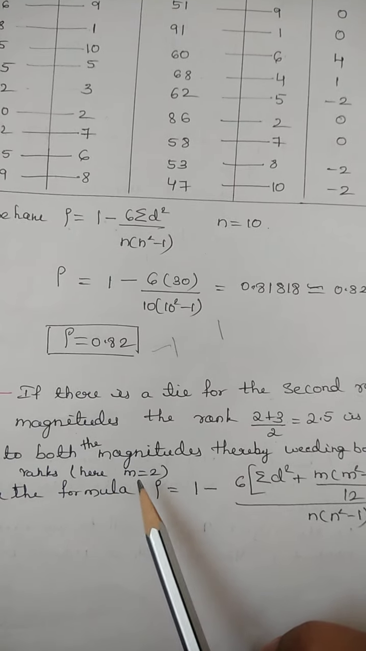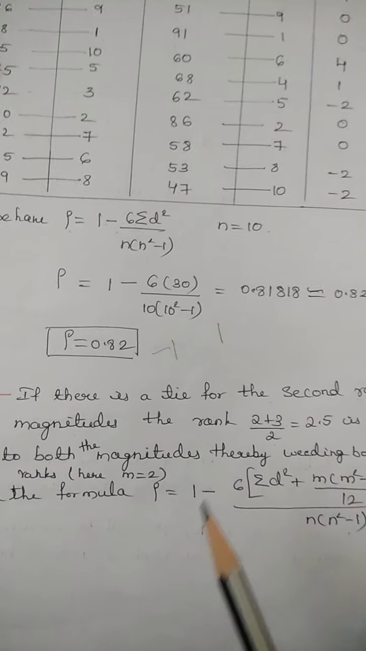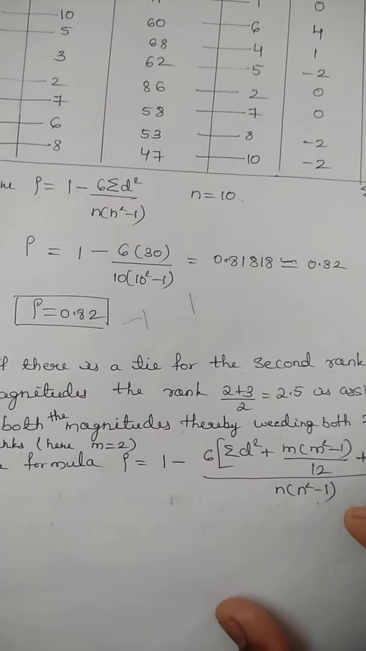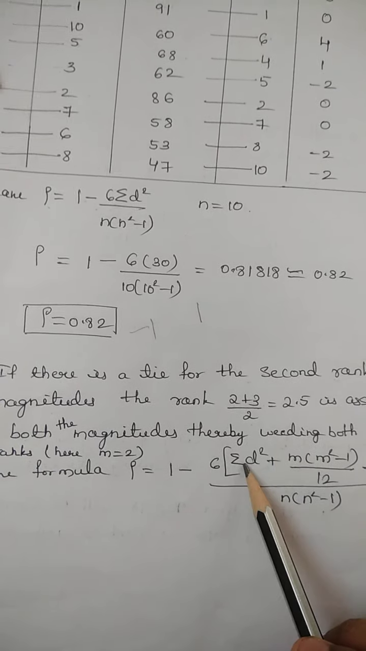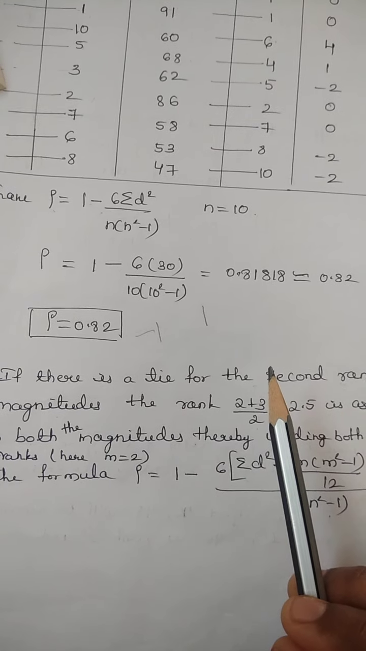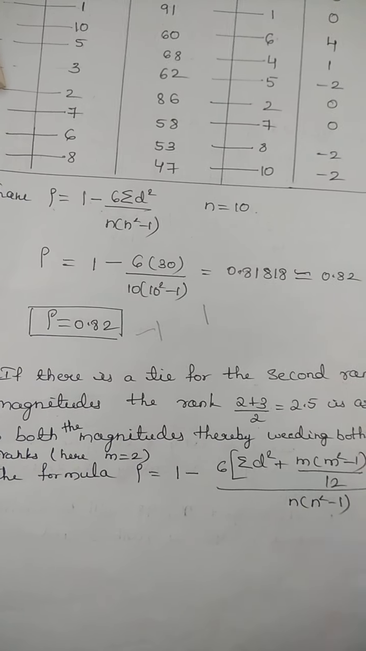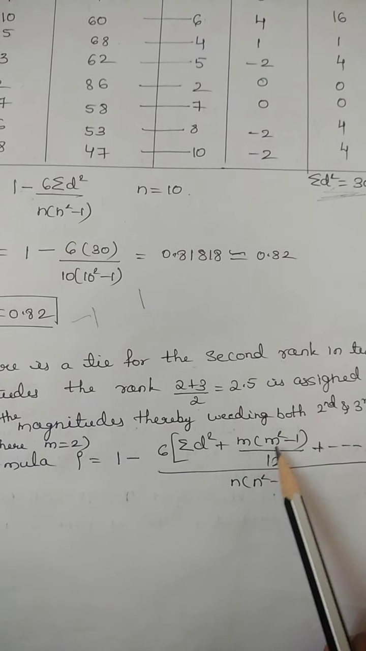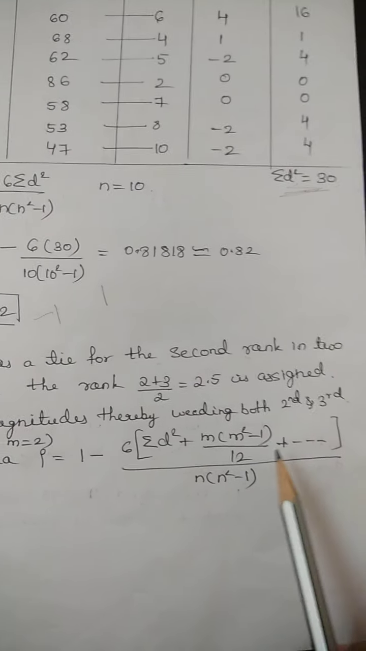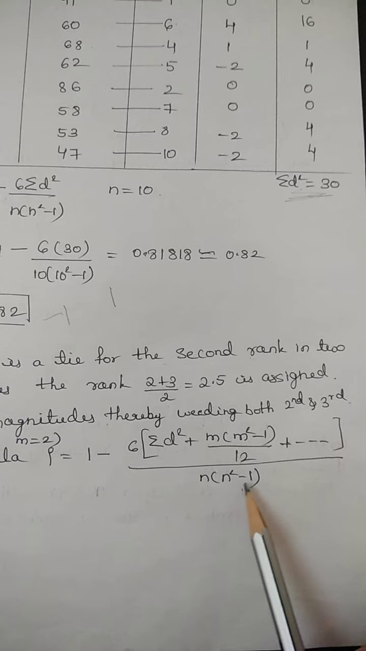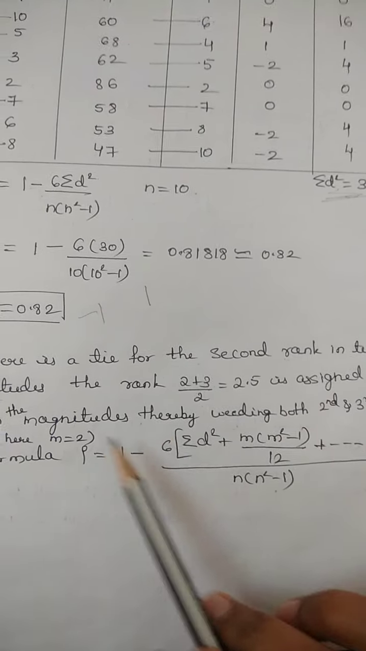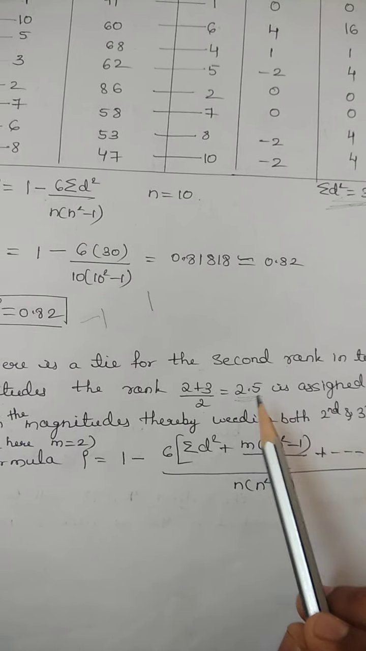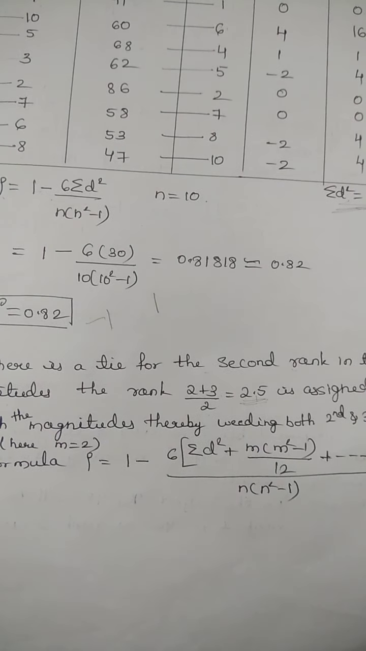Here m is equal to 2. Now to find the rank correlation, there is a different formula used when the magnitudes are repeated: 1 minus 6 sigma in the bracket d square plus m into m square minus 1 upon 12, plus so on, upon n into n square minus 1. Here m is what? That is 2; the 2.5 is the average we got.